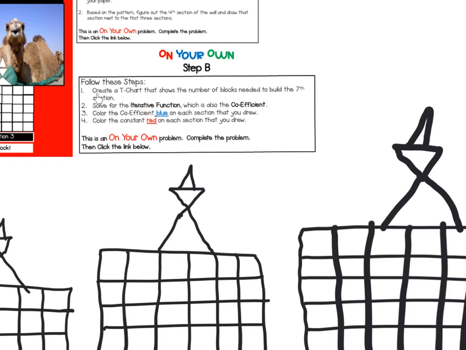Alrighty, here we go. You've got to first create a T-chart that shows the number of blocks needed to build the 7th section. So we'll create our T-chart in a moment. Then we need to solve for our iterative function, which is also the coefficient, and see what that's going to be. Then we're going to color in the coefficient blue on our sections down here, and color in the constant red on the sections as well. And then we'll be all done with Step B, my friends.